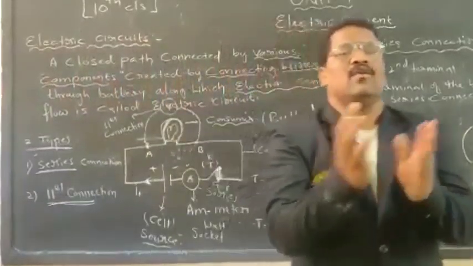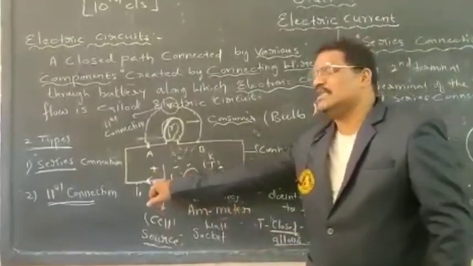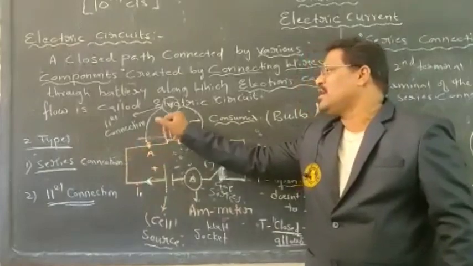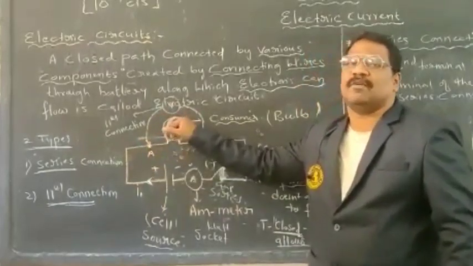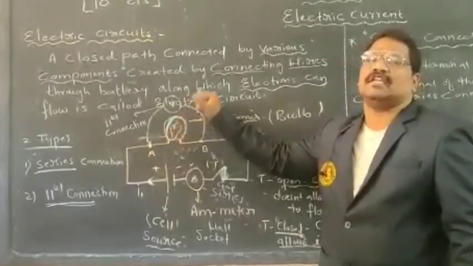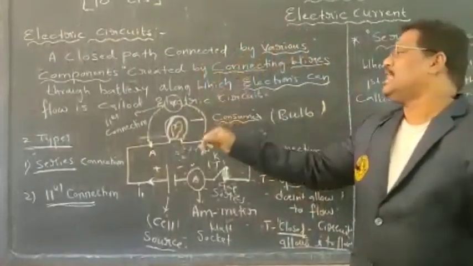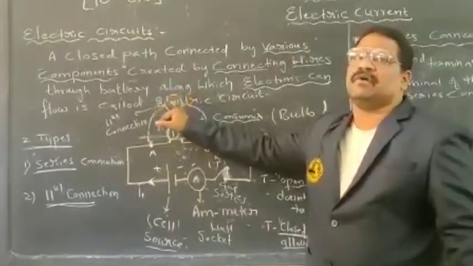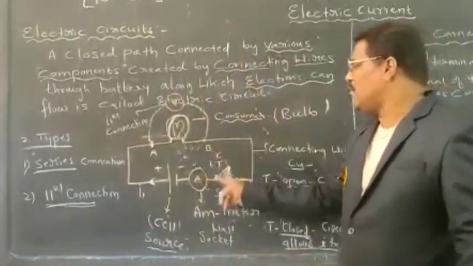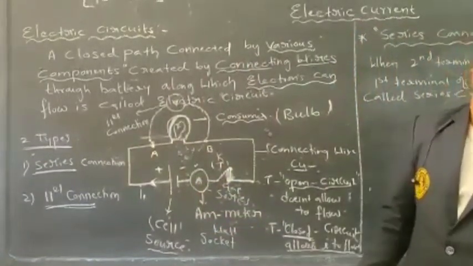In this circuit, chemical energy is converted into electrical energy. That electrical energy passes through the connecting wire and comes to the consumer. The bulb converts electrical energy into heat energy and gives light. The voltage is measured by a voltmeter, which is connected in parallel, and the current flowing through the circuit is measured by an ammeter, which is connected in series.